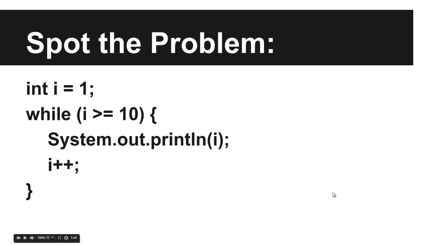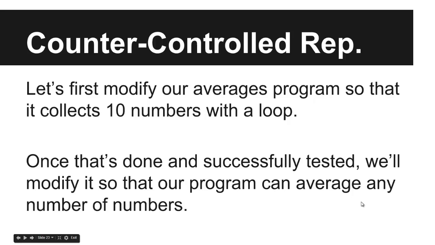Okay, and what we're going to do when we come back is modify our averages program so that it collects 10 numbers with a loop. And then once that's done, and once we have it successfully tested, we'll modify it so that our program can average any number of numbers. So we'll be back in just a second.